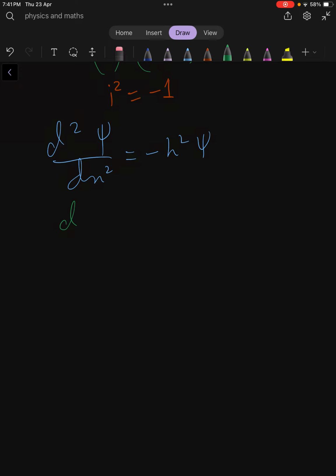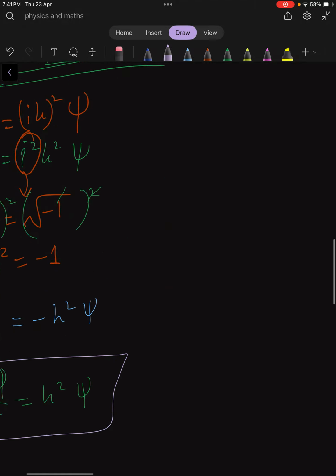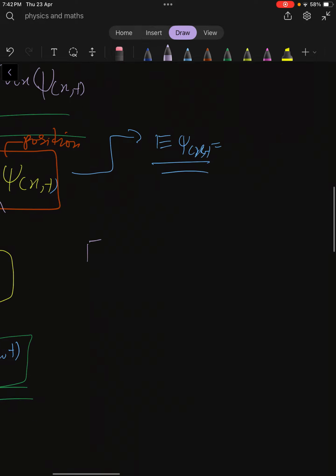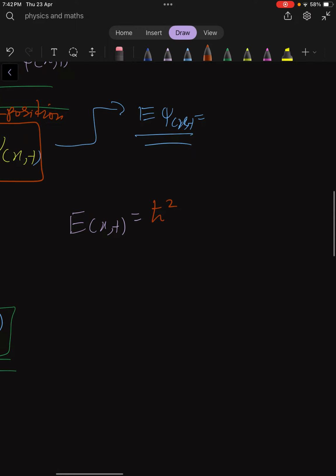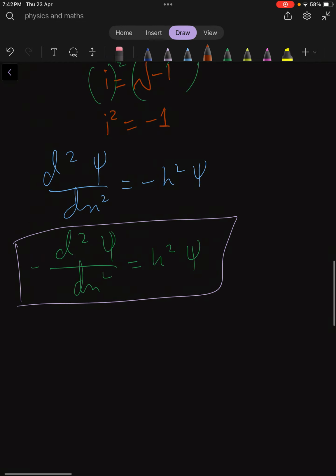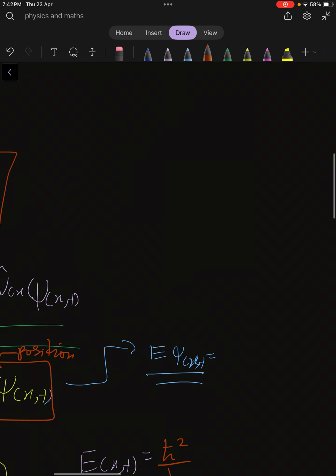So d squared psi over dx squared is equal to k squared psi, but this side becomes negative. Now replace this in the earlier equation. So what do we get? E psi is equal to h bar remains the same, and then we have 2 pi, and what is k? Actually it's k squared psi. We can take it as 1. Where did I write the other one?